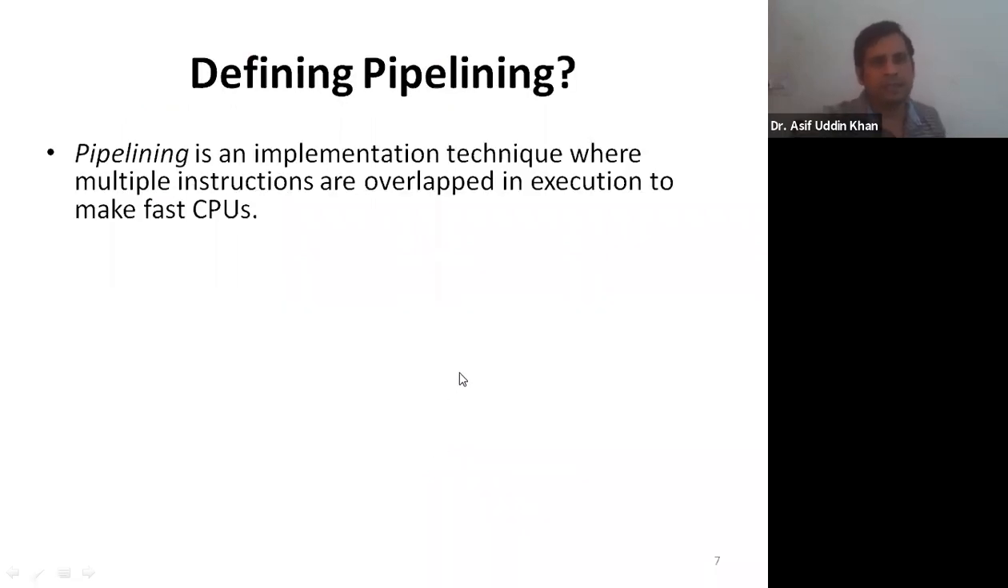The next is pipelining. In sequential execution of instructions, we saw that instructions are executed sequentially. After one instruction completes all its phases, then the next instruction starts. So in sequential execution, it is taking a lot of time to complete the execution.